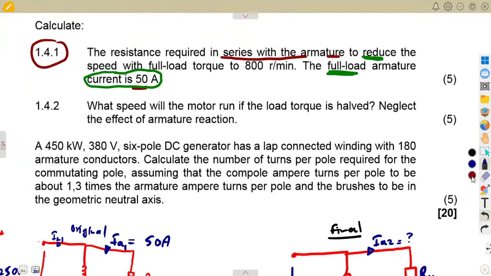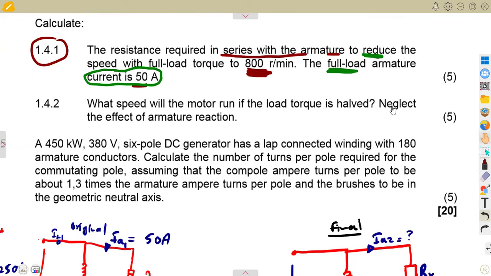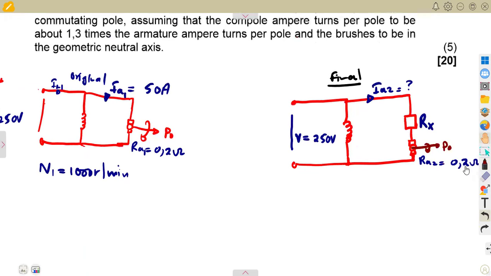is the speed. If you consider here, they are saying the speed which was reduced, all right, with the full load torque to what? It was reduced to 800 revs per minute, meaning to say at the final condition, the speed was 800. So we are given a speed of 800 revolutions per minute. All right, so this is what we actually have.